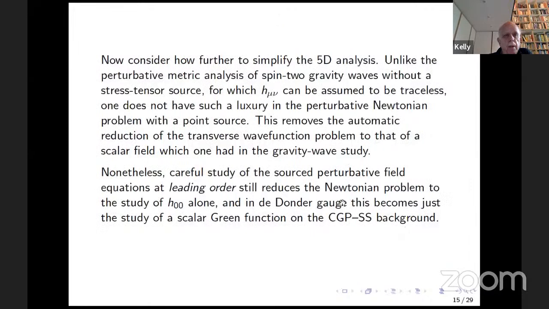Okay, now, there's a further simplification that we can make, at least in this leading order approximation. Unlike what Costas Bachas and collaborators showed us in the gravity wave situation, the h mu nu here cannot be assumed to be a transverse traceless mode. And so we don't have the luxury of reducing everything automatically to just a scalar field. But what we can do is go through order by order, and we find that at leading order, the study of the source perturbative field equation still reduces to a study of just one component, h00. And moreover, in de Donder gauge for the whole theory, this becomes just the study of a scalar Green's function in the background, which I call CGPSS because it's the Salam-Sezgin background lifted up to 10 dimensions.